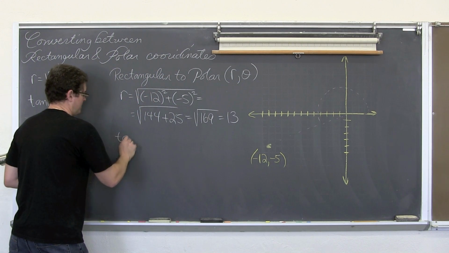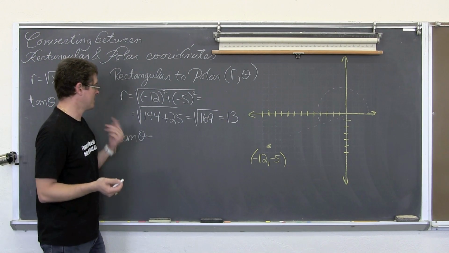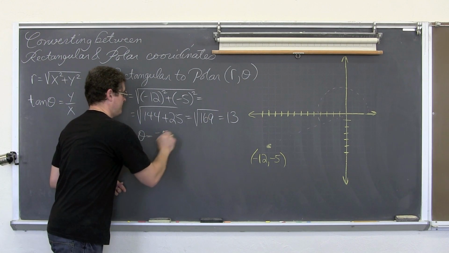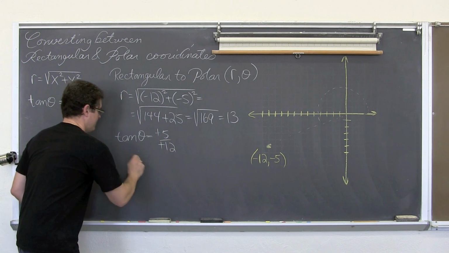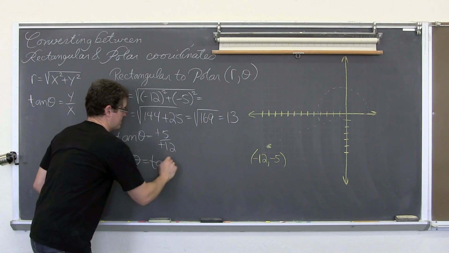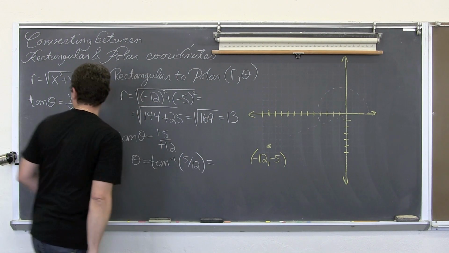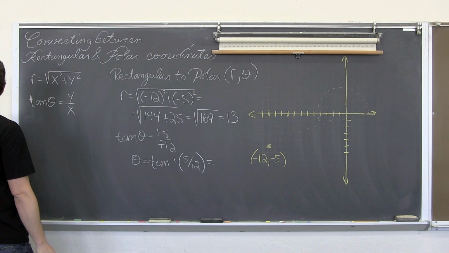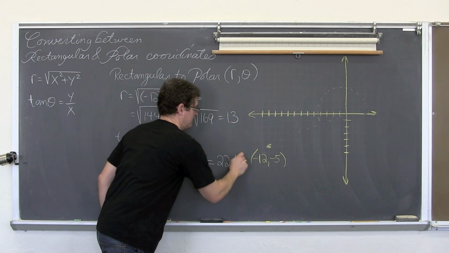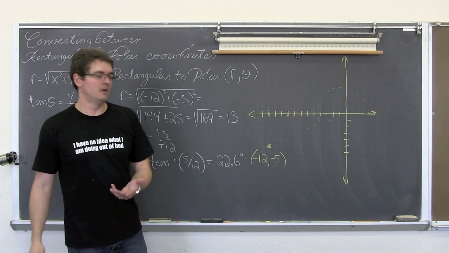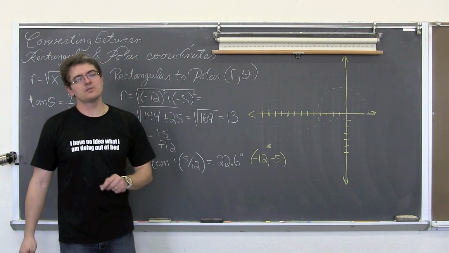So the tangent of theta, which is equal to y over x, is going to be negative 5 over negative 12. Those, of course, cancel out. Theta is equal to the inverse tangent of 5/12, and the inverse tangent of 5/12 is equal to 22.6 degrees. Okay, great, except that's in quadrant 1. We need an angle in quadrant 3.